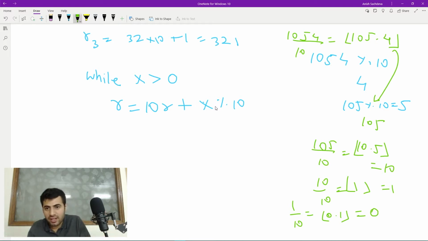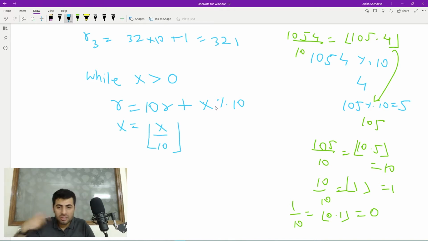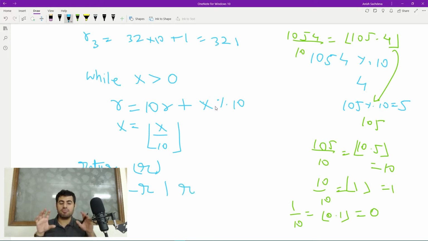So this is what we write. We say x is equal to x divided by 10 and the floor of that number. By performing this operation, at the end of the day, we can simply return the result, which is r. This is the result. And we can have a further check that if initially the number was negative, then we need to return negative of r. Otherwise, we need to return the result as it is. Okay, so this was the approach.